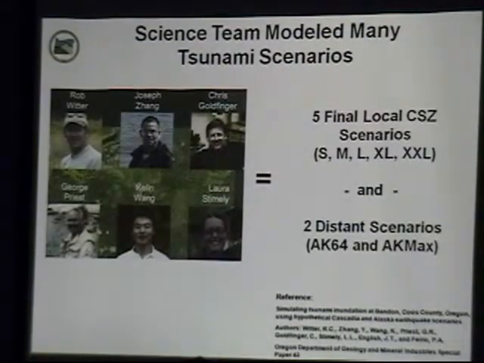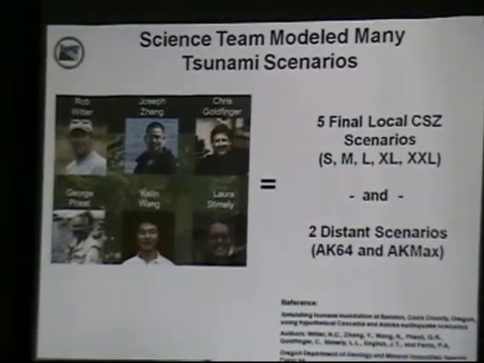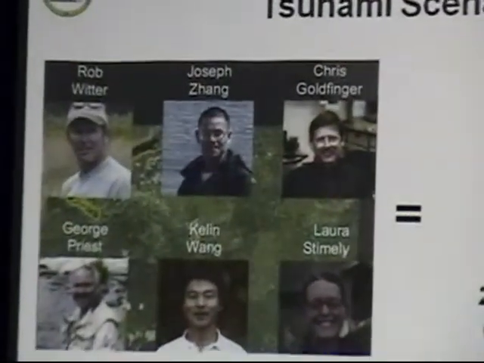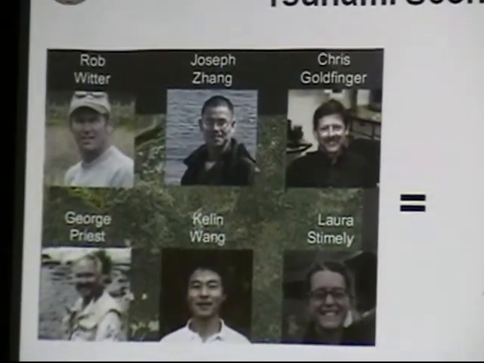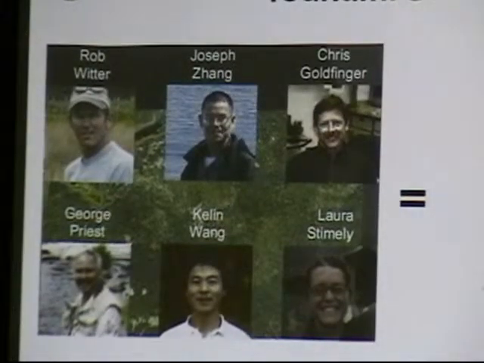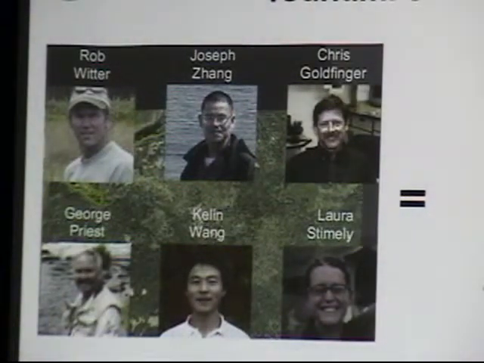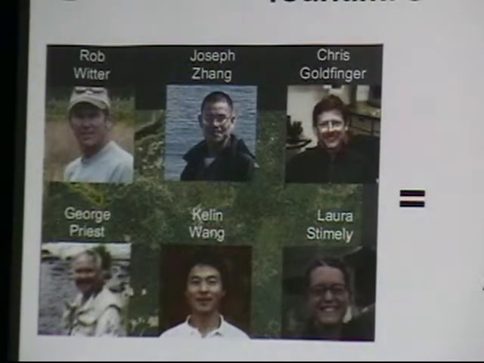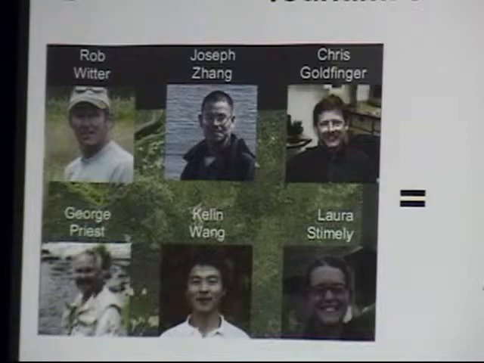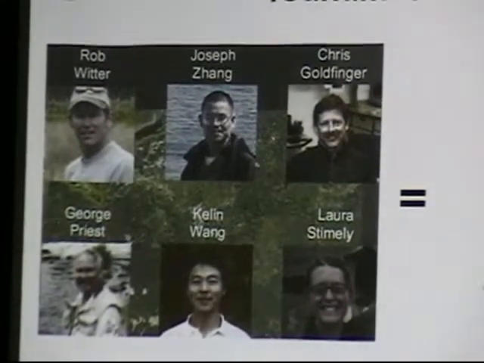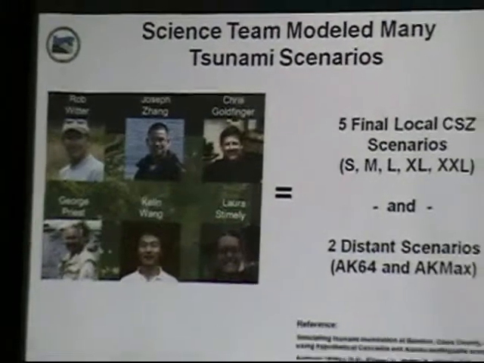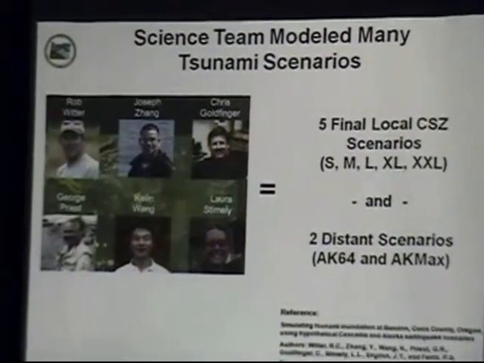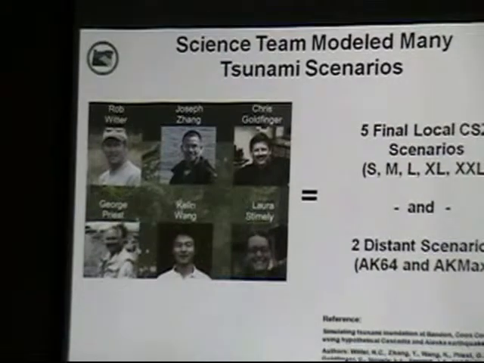So we created this team of scientists, and everybody up here that's shown is a specialist in some area. One of them is a specialist in those sediments that are offshore. One of them is a specialist in earthquake and fault mechanics, et cetera. You probably heard some of the names, like Chris Goldfinger. He's put out a bunch of reports. He's down at OSU. And so we put this science team together, and they created a computer model, essentially.